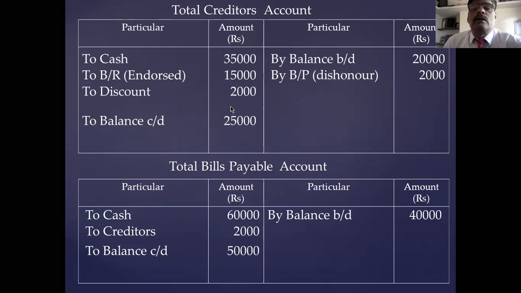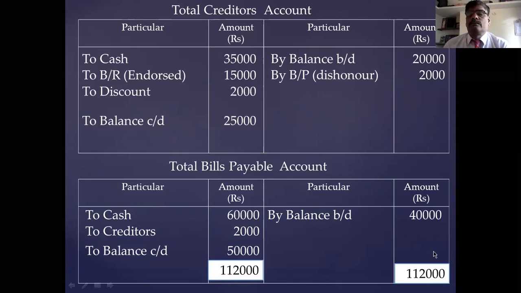Now I start the process of closing the account. First, I will close the bills payable account. Total of the bills payable account is 1,12,000 debit side. And I'll take the same to the credit side. Difference is 72,000. What is this 72,000? You remember credit side items. One is balance brought down. Second is the creditors account. In the creditors account, you write as to bills payable, 72,000.